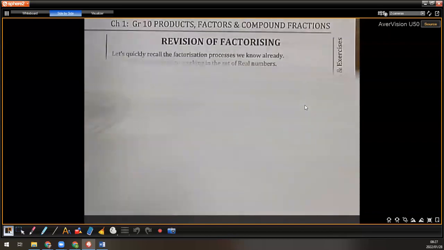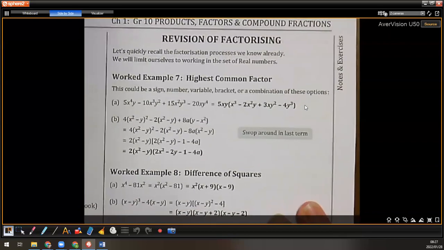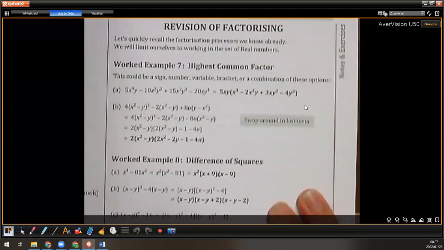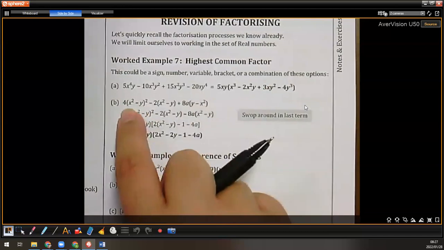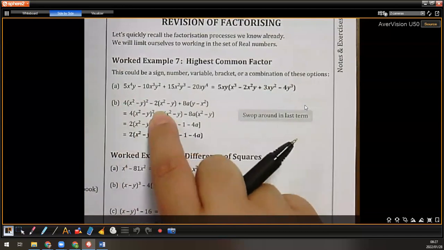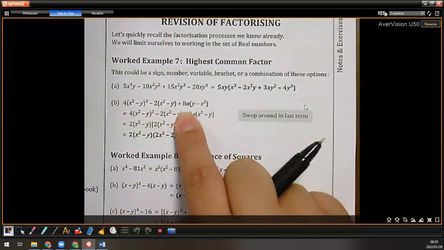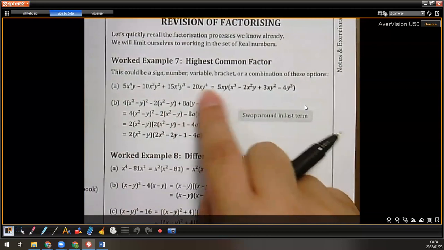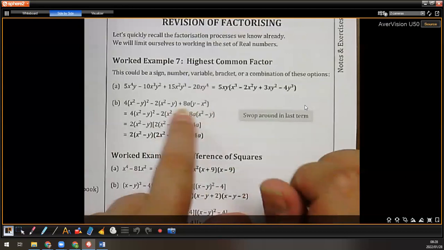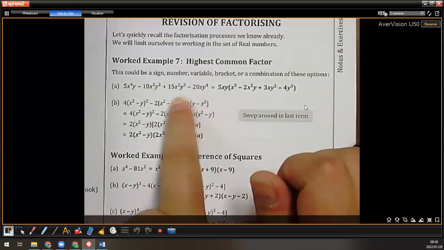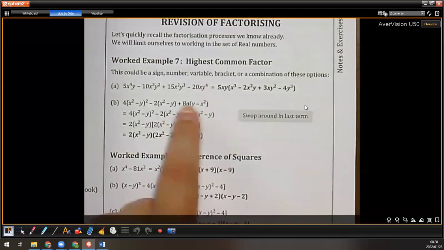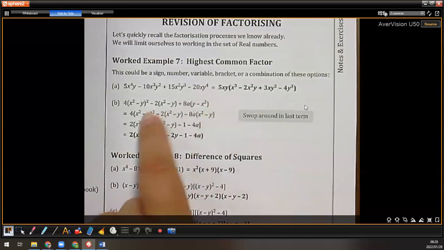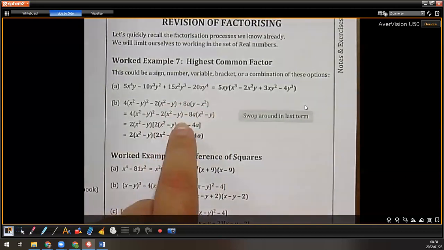Okay, you can just write factorizing. If you want to, you can copy down the examples that have been done here, all right? The highest common factor examples. The first one is quite simple. If you're looking at the second one here, there's a 4x squared minus y squared minus 2x squared minus y plus 8ay minus x squared. Are all 3 of these brackets the same? This one is different. We need to do a switch around on that one. Remember, when you do a switch around, you change the sign in front of the whole term. So this plus 8a becomes a minus 8a.